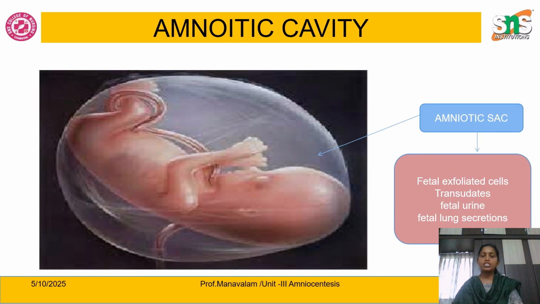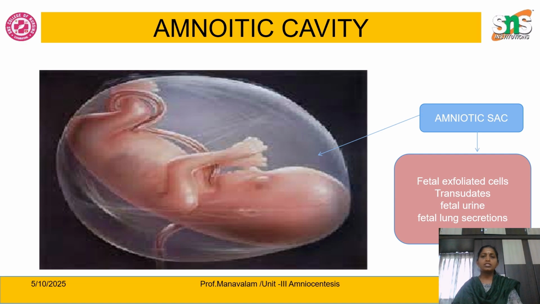Next, we will see about the amniotic cavity. Amniotic cavity is otherwise called the amniotic sac. It is surrounding the fetus. It's mainly giving protection to the fetus against injury as well as the pressure exerted during uterine contractions felt throughout the pregnancy, which the mother feels most severely during the time of labor.